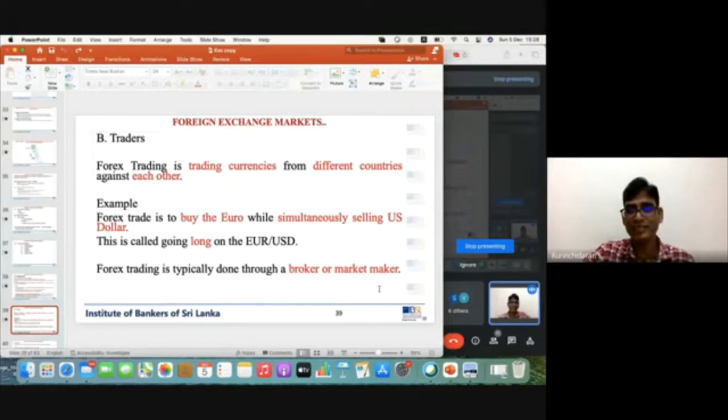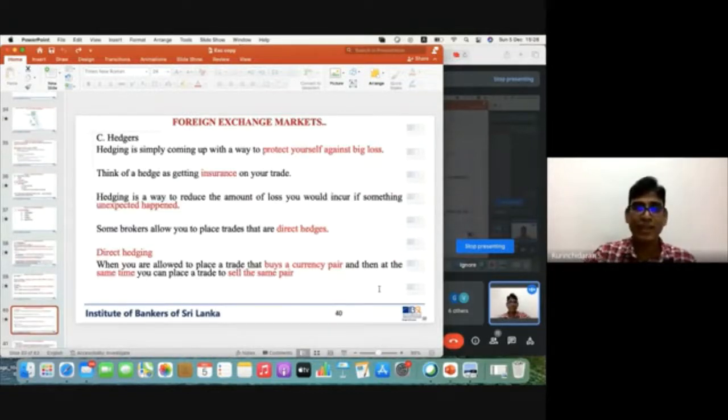Okay, this is traders. The next party is hedgers. Now let's assume you have 10,000 US dollars. Take a bank, for example, that has 10,000 US dollars. Now you are long on US dollars. That means your assets are plus US dollars.